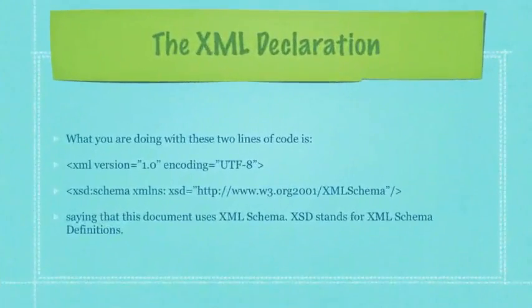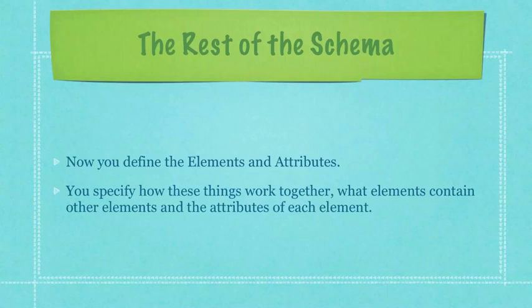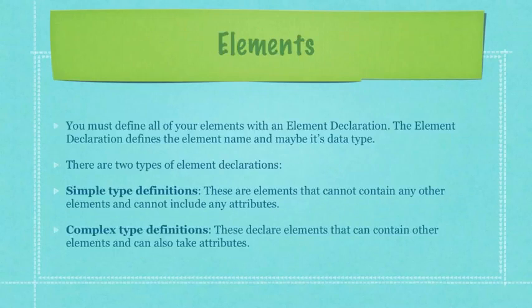What you're doing with these 2 lines of code is saying that this document uses XML schema. XSD, by the way, stands for XML schema definition. And then in the rest of the schema, you now define the elements and attributes. You specify how these things work together, what elements contain other elements, and the attributes of each element. You must define all of your elements with an element declaration.